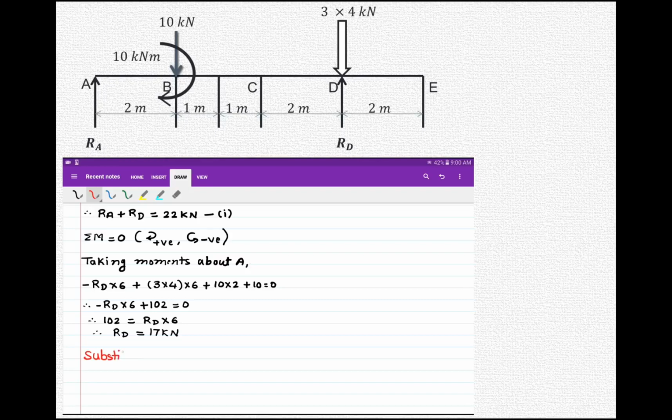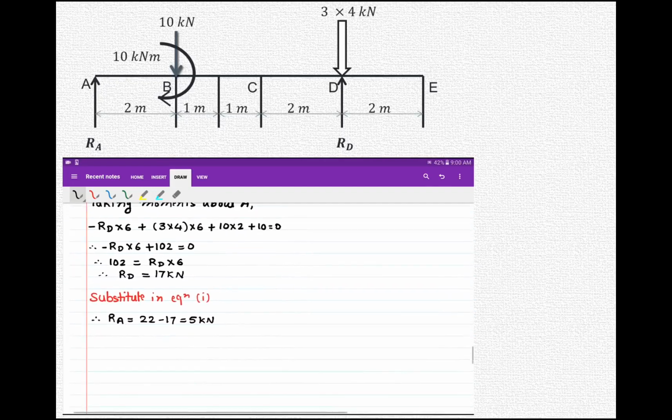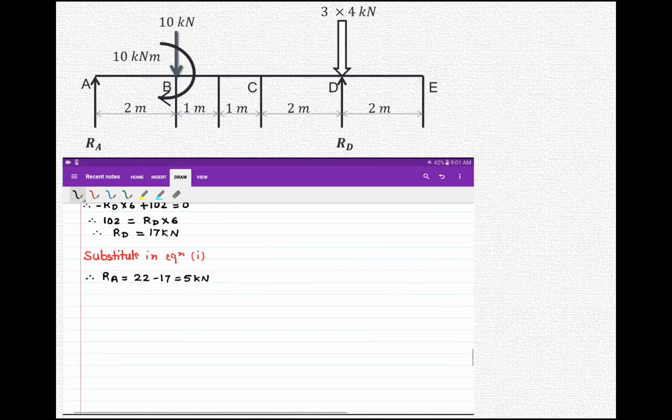So substitute in equation 1. Therefore, RA will be equal to 22 minus 17. RD value is 17, so it is 5 kilonewton. So we have obtained two reactions, that is RA is 5 kilonewton and RD is 17 kilonewton.